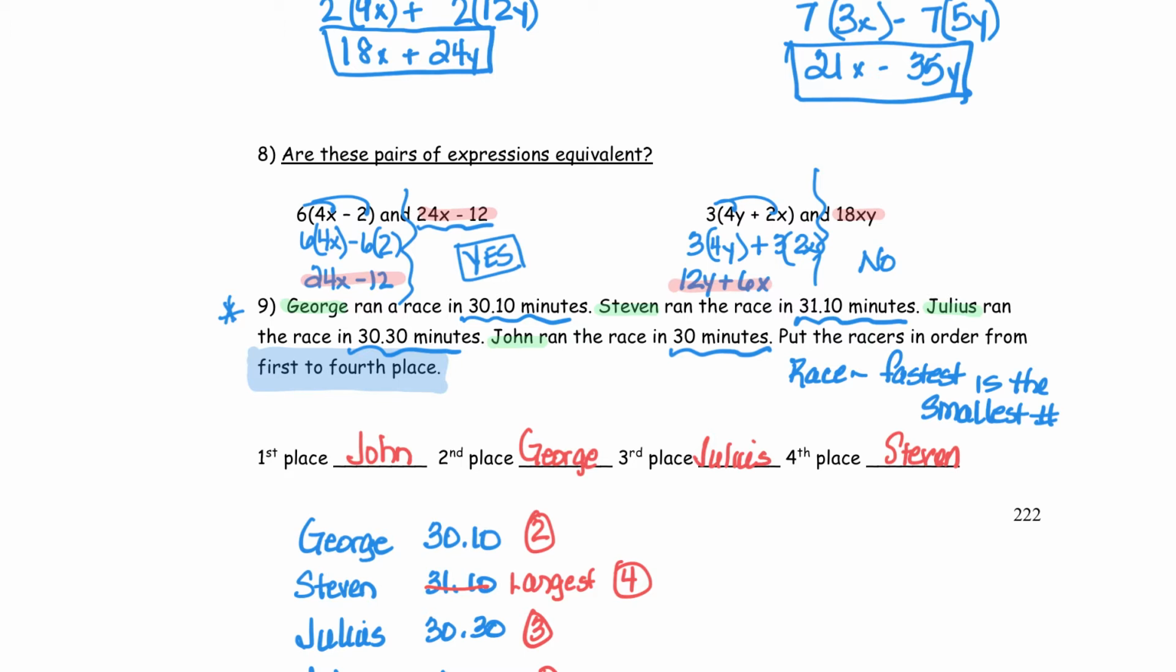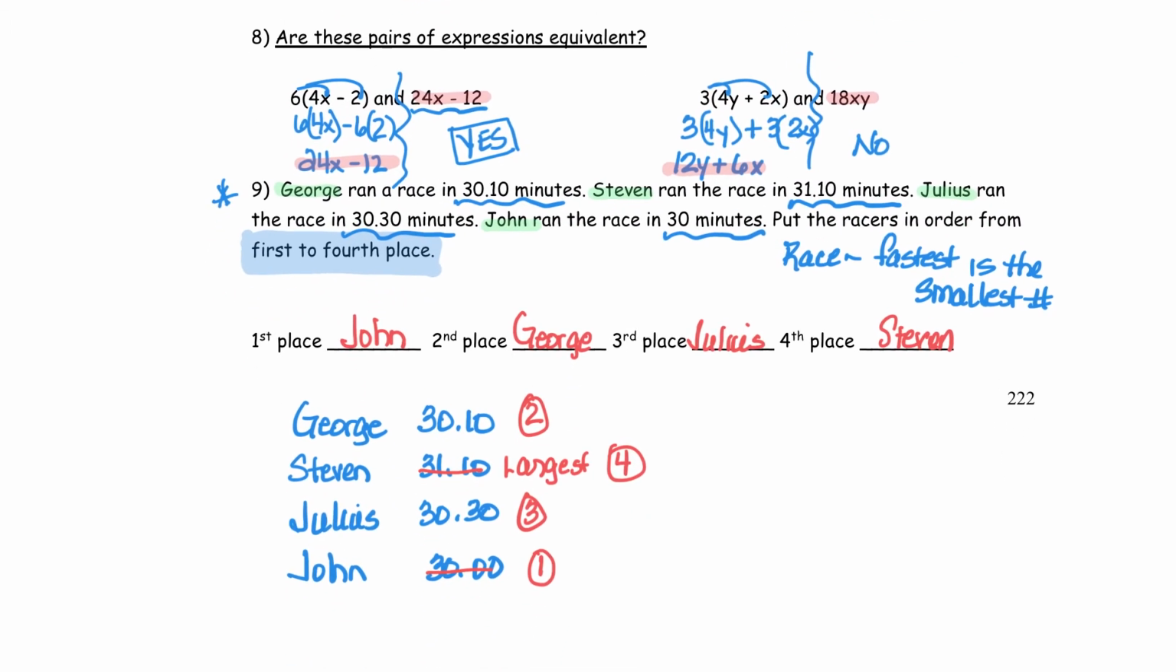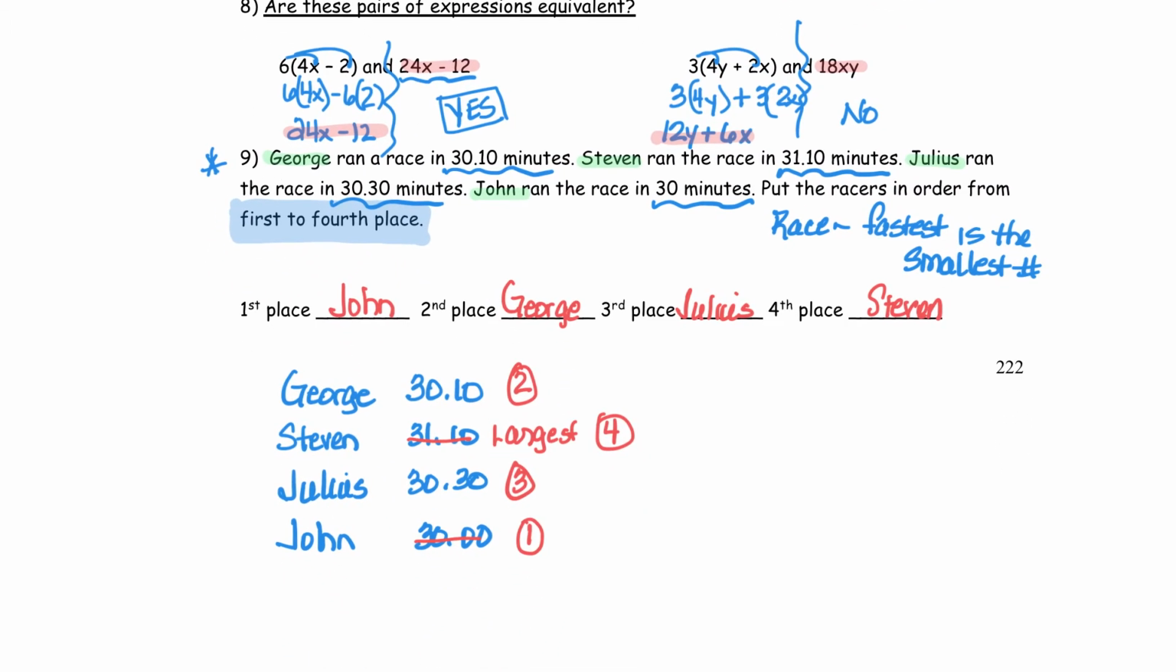And then lastly, here's a blast from the past. We have some kids or people running a race, and there are 4 people. You have to put them in order from first to 4th place. Remember, the fastest time is going to be your smallest time. You will be seeing this again before the end of the unit.